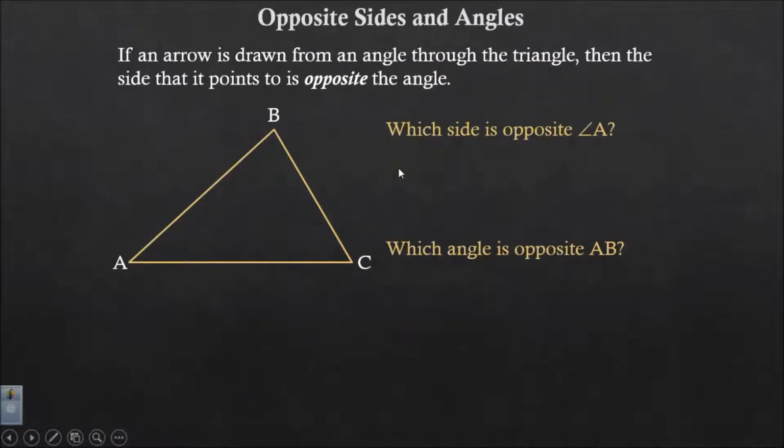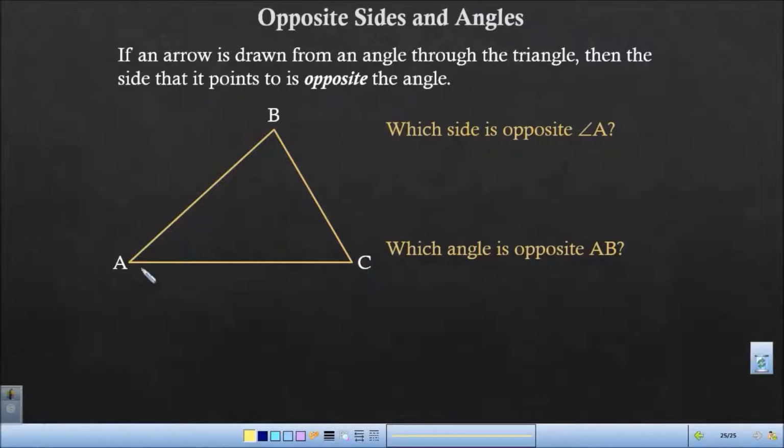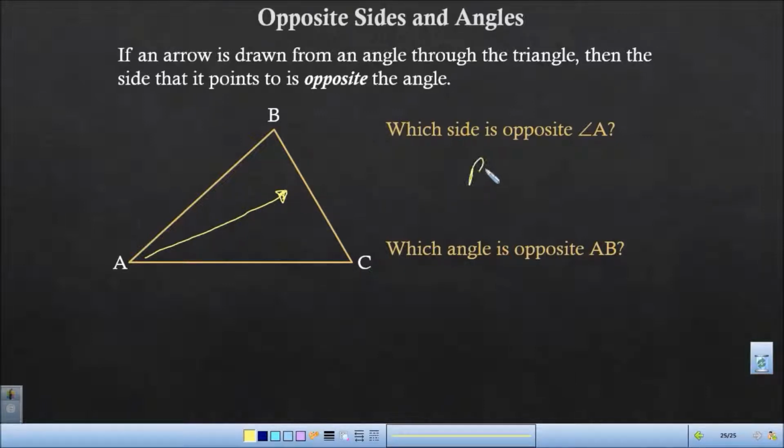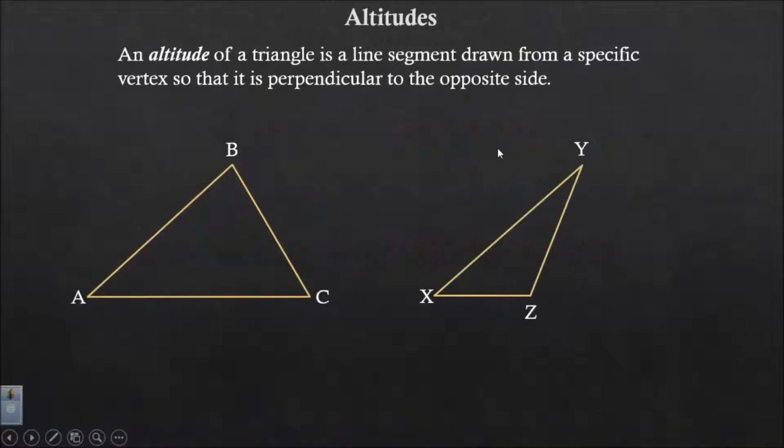Opposite sides. The side opposite an angle can be figured out by drawing an arrow from the angle through the triangle. That arrow will point to the side opposite the angle. We can do the same thing for a side by drawing the arrow through, and it will point to the angle opposite the side. This is a very important concept, especially in second semester when we're doing trigonometry, but it's also important now and when we're doing triangle inequality. So opposite sides and opposite angles.